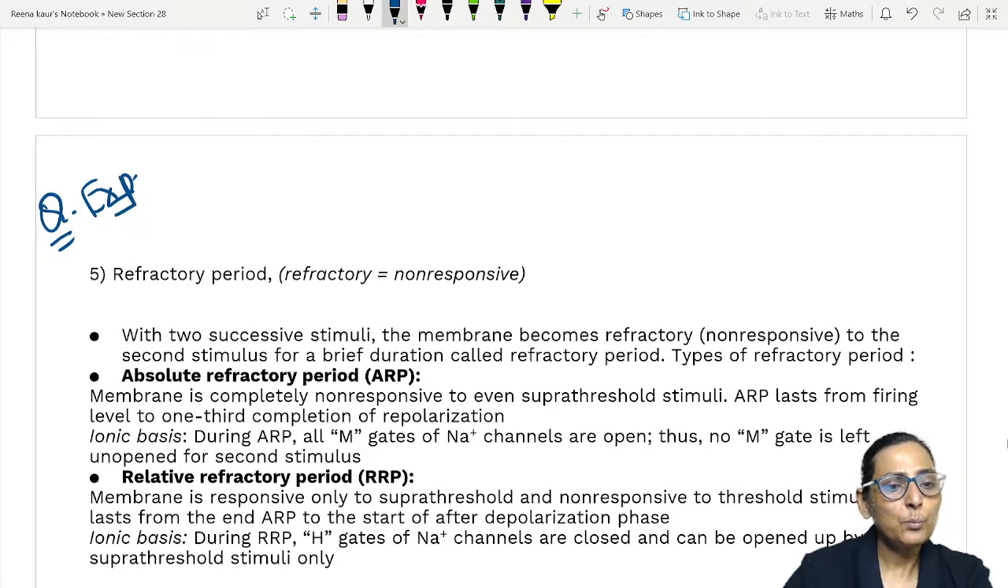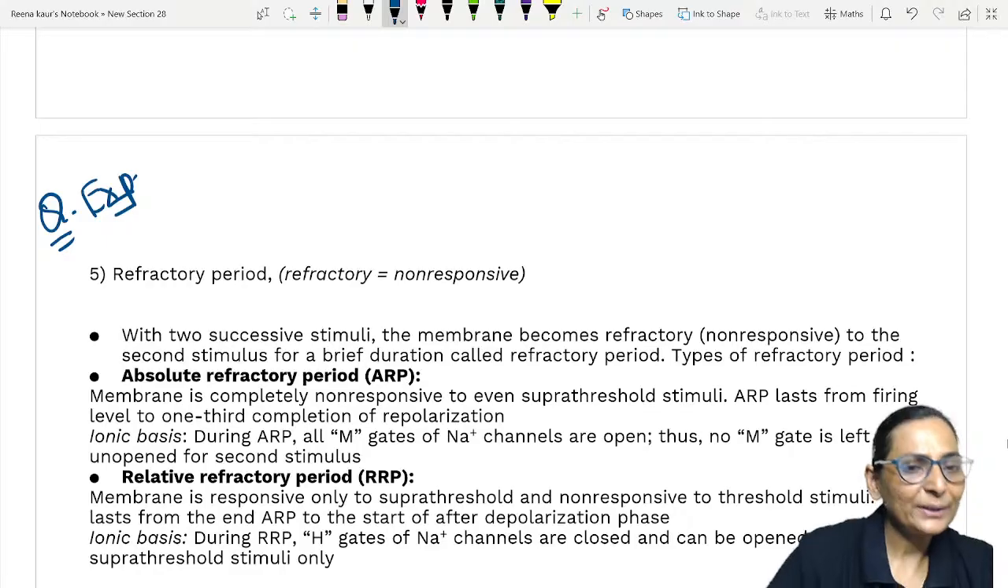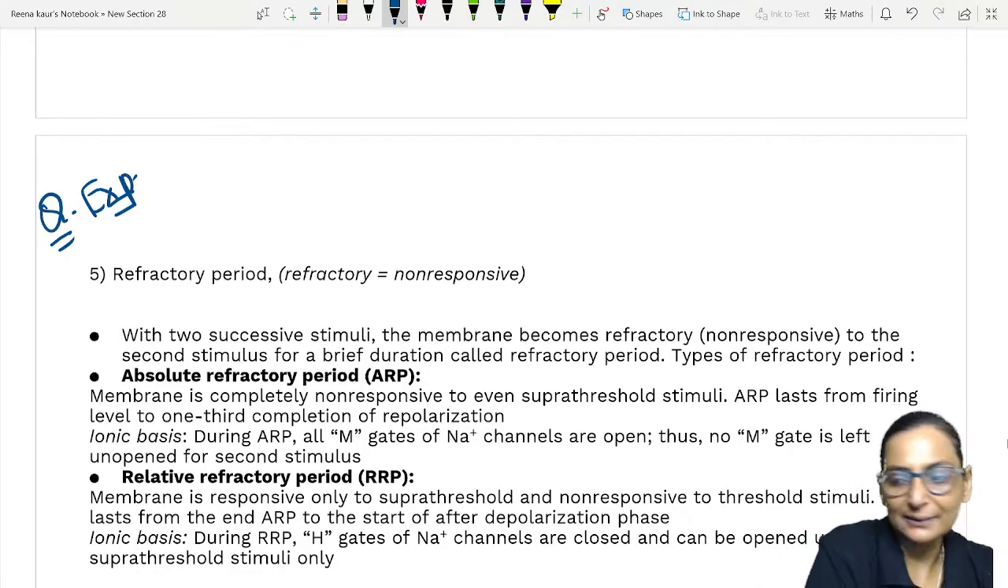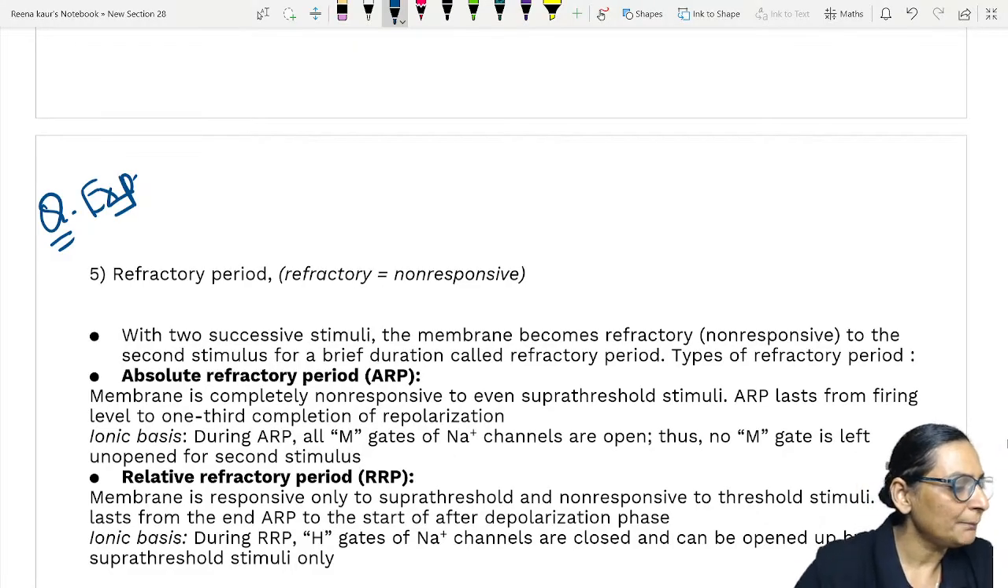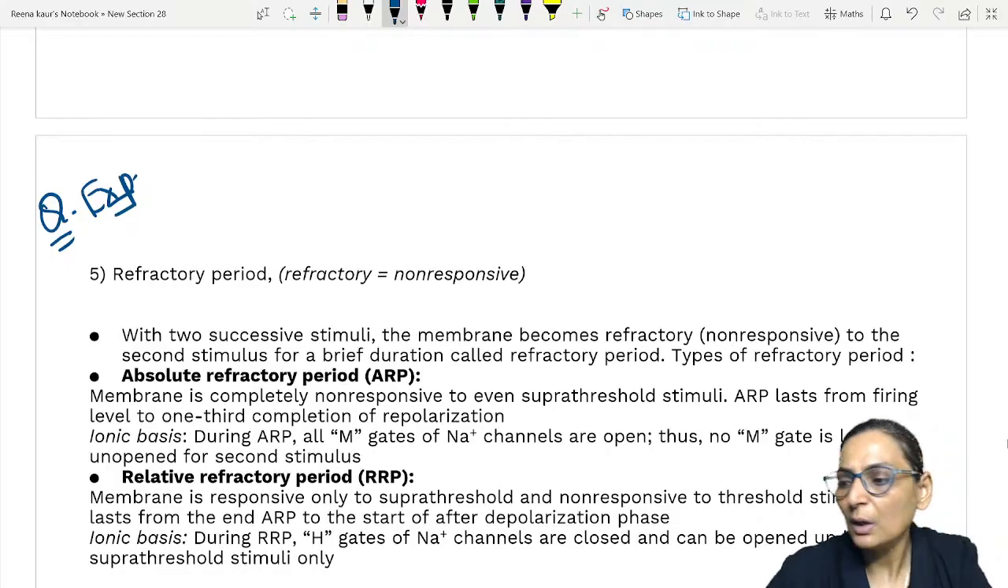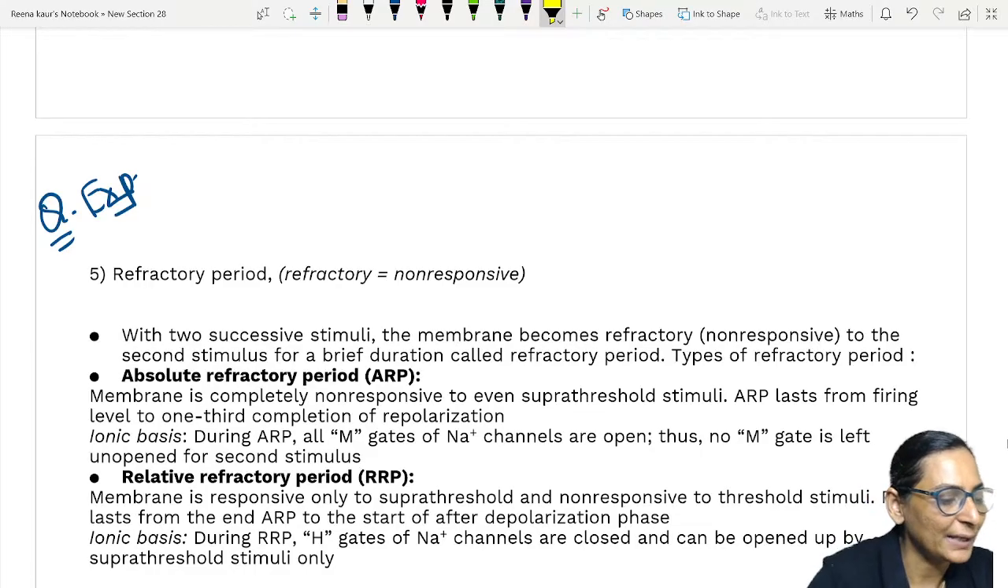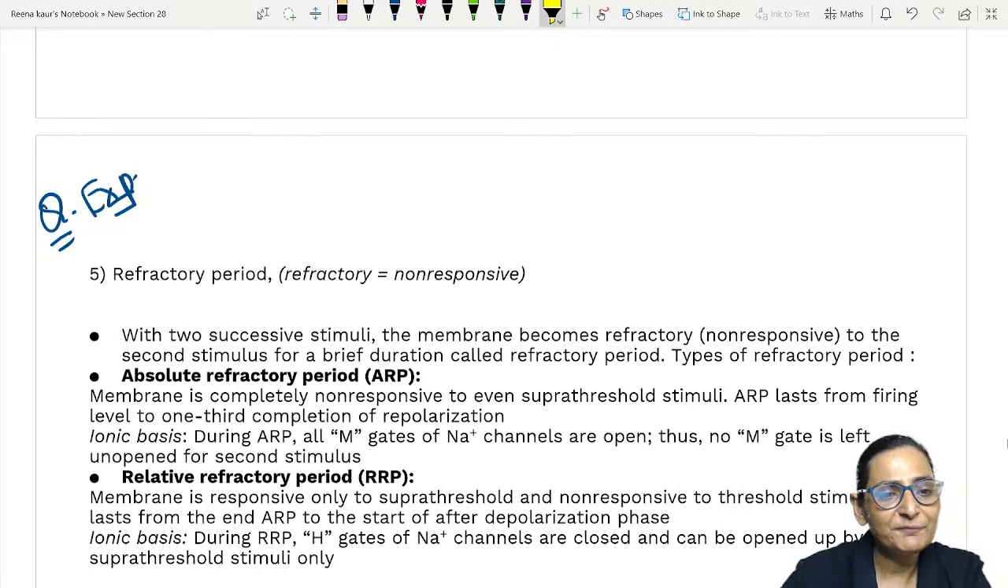Now what is refractory period? So when you give a stimulus and the muscle shows a response, ठीक है, you will see that there is a period after which the muscle, and not even muscle, any excitable tissue, does not respond to the second stimulus. So when you give two successive stimuli, the membrane becomes refractory for a brief period. That means it does not give a response to the second stimulus.